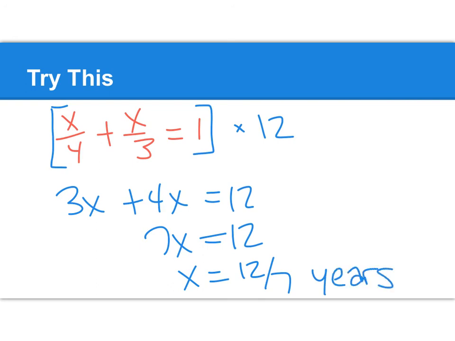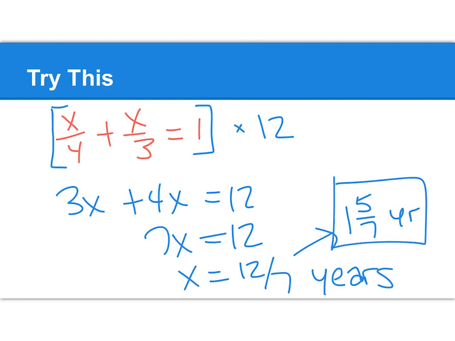Now, some of you like your mixed numbers. So that's 1 and 5/7 years. It's roughly speaking about a year and 2/3, a year and 3/4 in that neighborhood. And that's how long it would take if the two machines were working together from opposite ends and meeting in the middle somewhere.